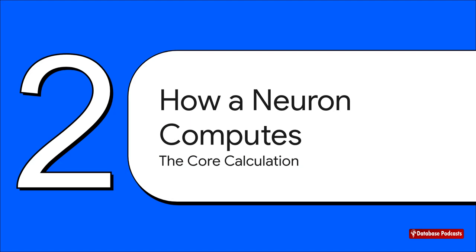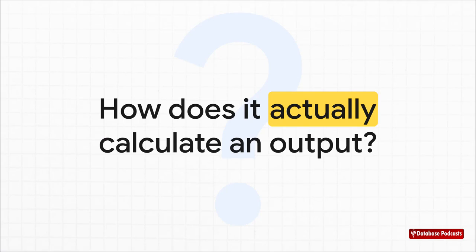Okay, so let's get to the fun part, the core calculation. What is a neuron actually doing with all those inputs? Right, this is the next logical question. We get that it takes in data and sends out a result, but what's happening in that middle step? What's the actual math that makes this whole thing go?